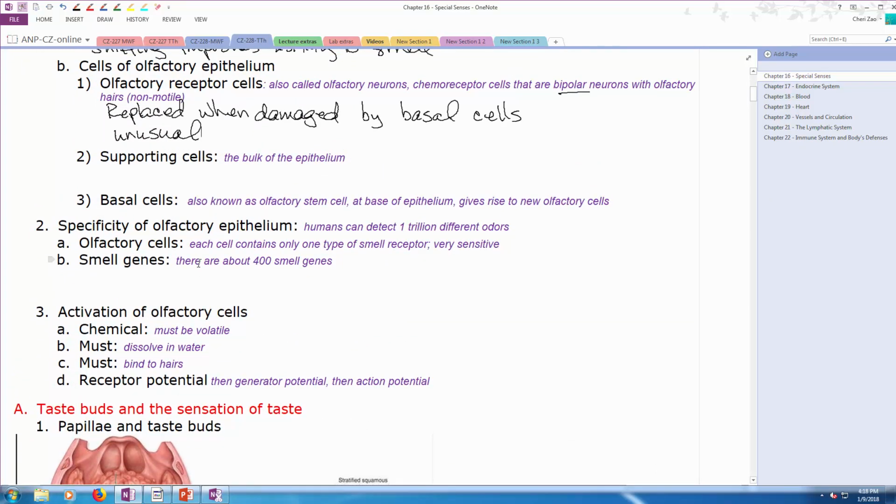Support cells, they form the bulk of the epithelium, and they do what it sounds. They support the epithelium. They also produce mucus. PD is my abbreviation for produce mucus. This is protective for the olfactory epithelium. It keeps everything moist.